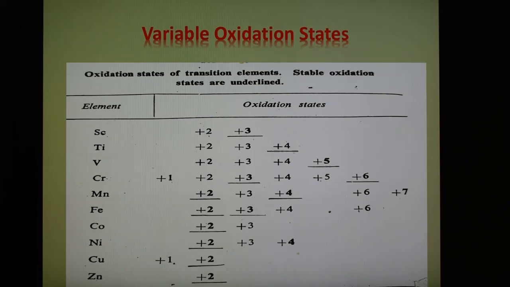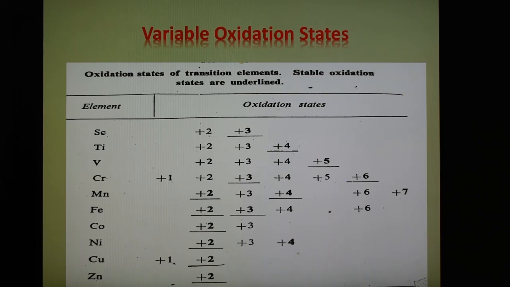As we know, variable oxidation states are possible in the transition elements because there is a very small energy difference between the 3d and 4s levels. Therefore, the chemical energy available during oxidation is sufficient to remove all the 4s and one or more 3d electrons, and because of that they show various oxidation states.